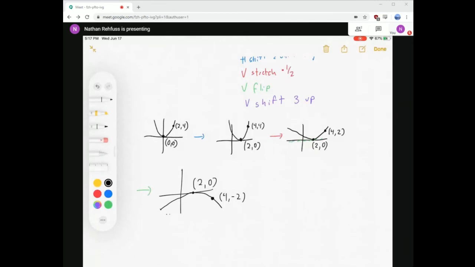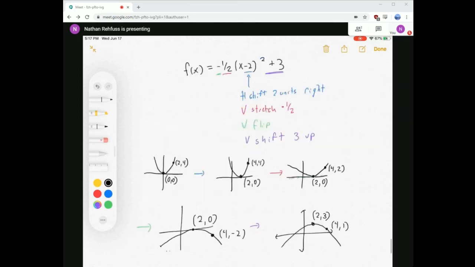Finally, I have to do a vertical shift 3 units upwards. So each of these points is going to move up 3 units, and so is the whole graph. So instead of (2, 0), we'll have (2, 3). Instead of (4, -2), we'll have (4, 1), because -2 plus 3 is 1. And then we can check our work.